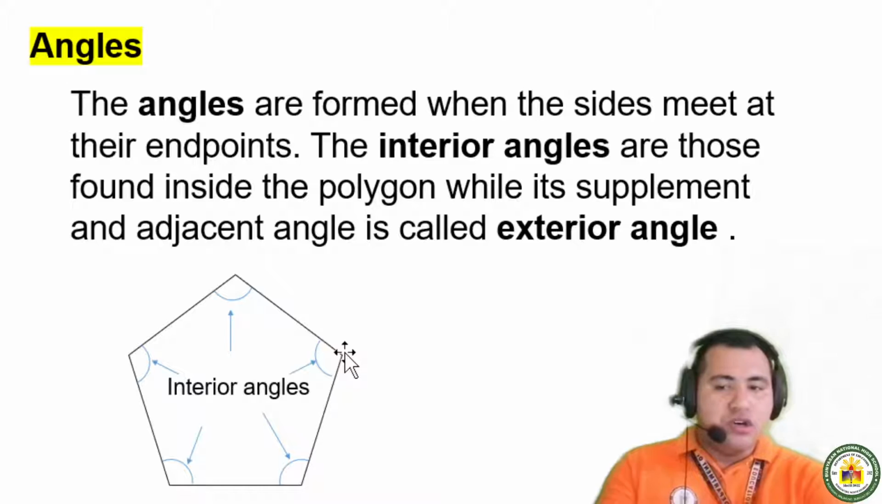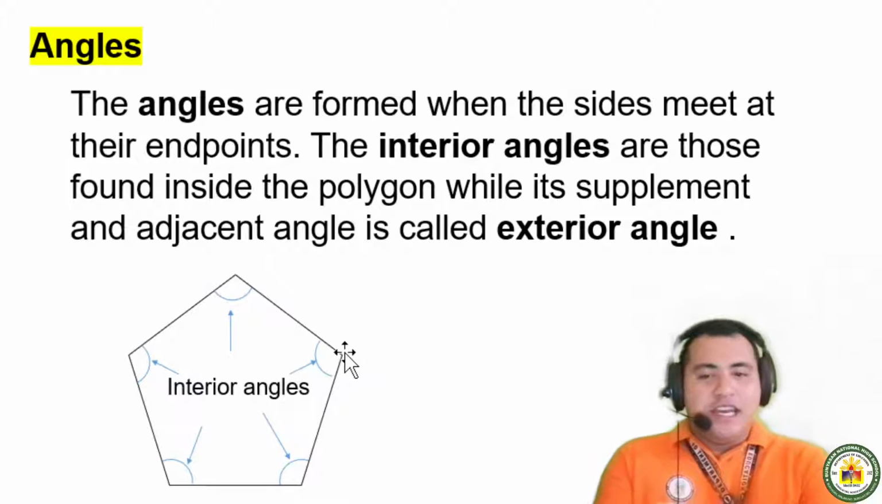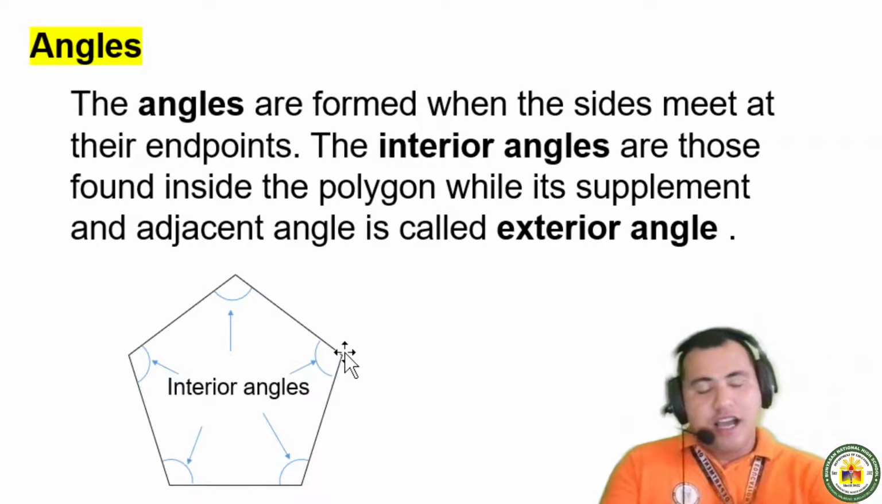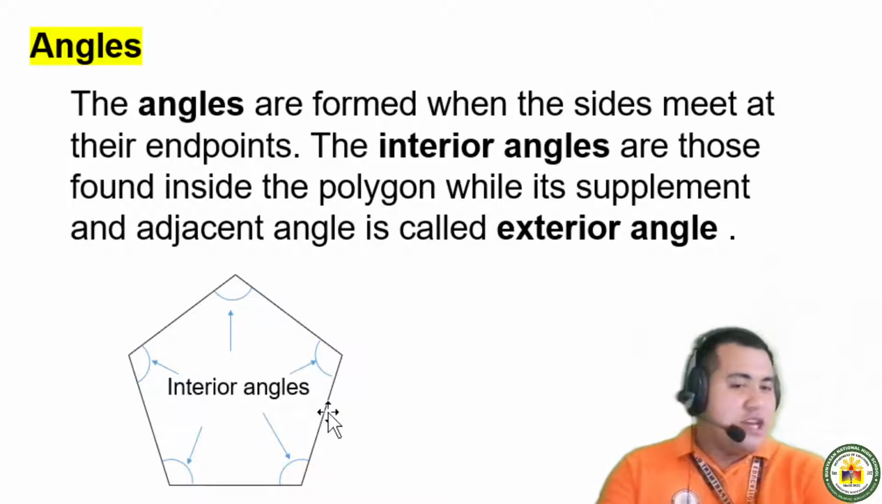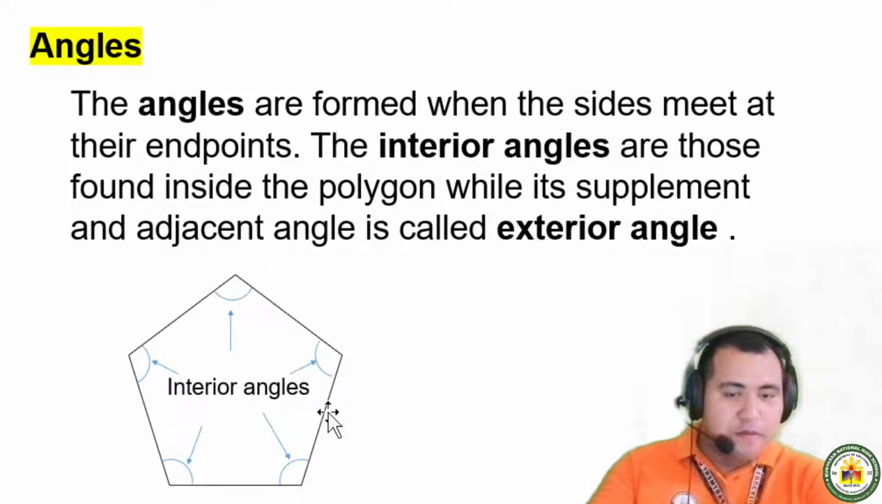So those are the angles found inside the polygon, no? Nasa sulod sa atong polygon. While ang supplement ani og adjacent angle, tawgon siya exterior angle. Now, how are we going to determine the exterior angles of a polygon?